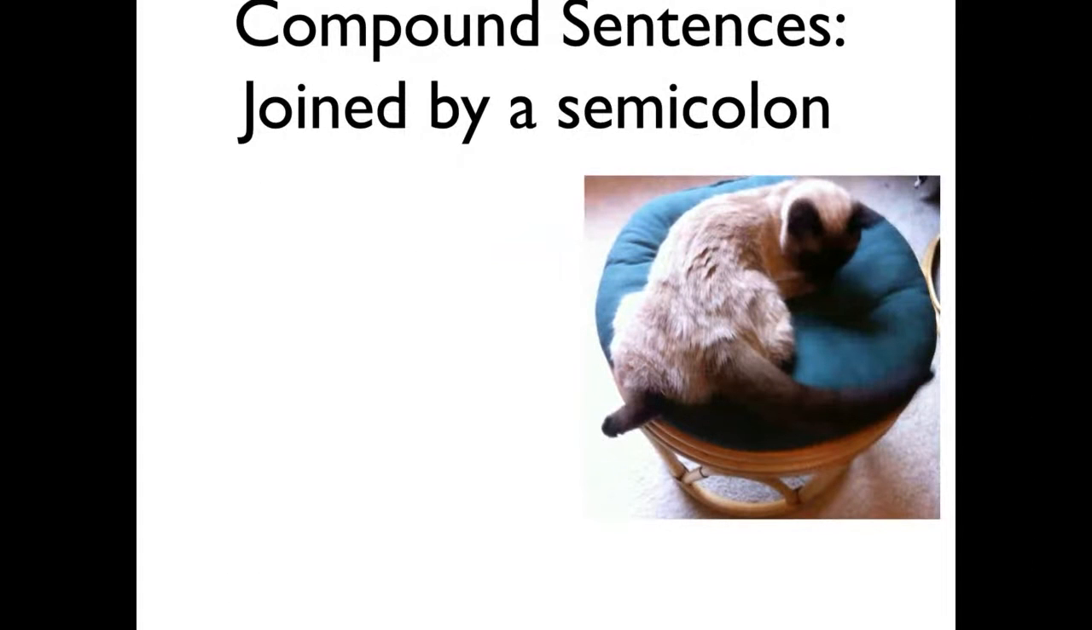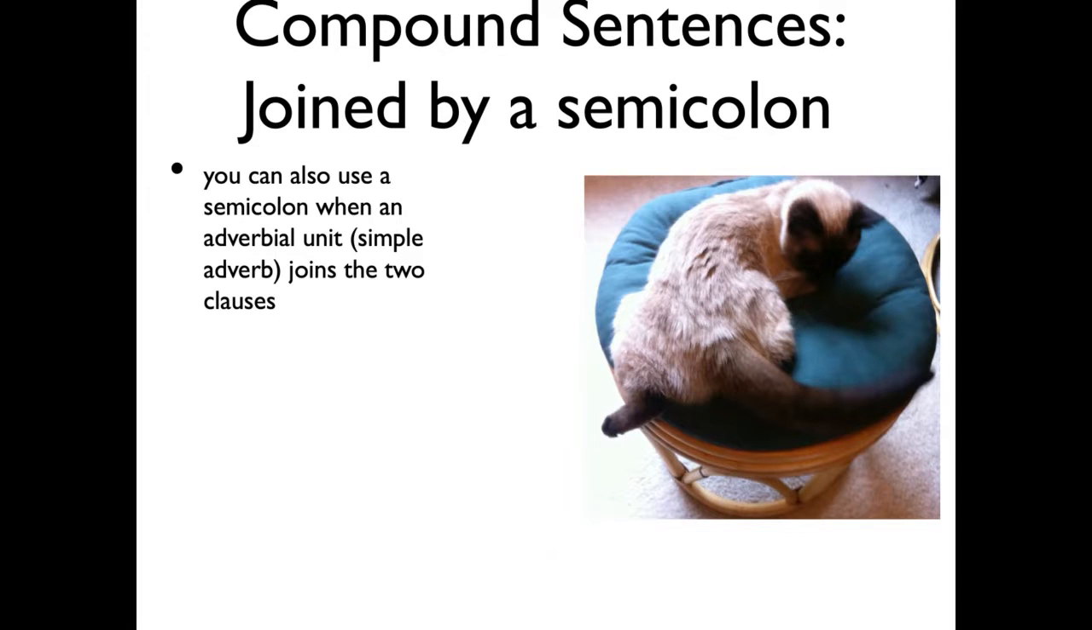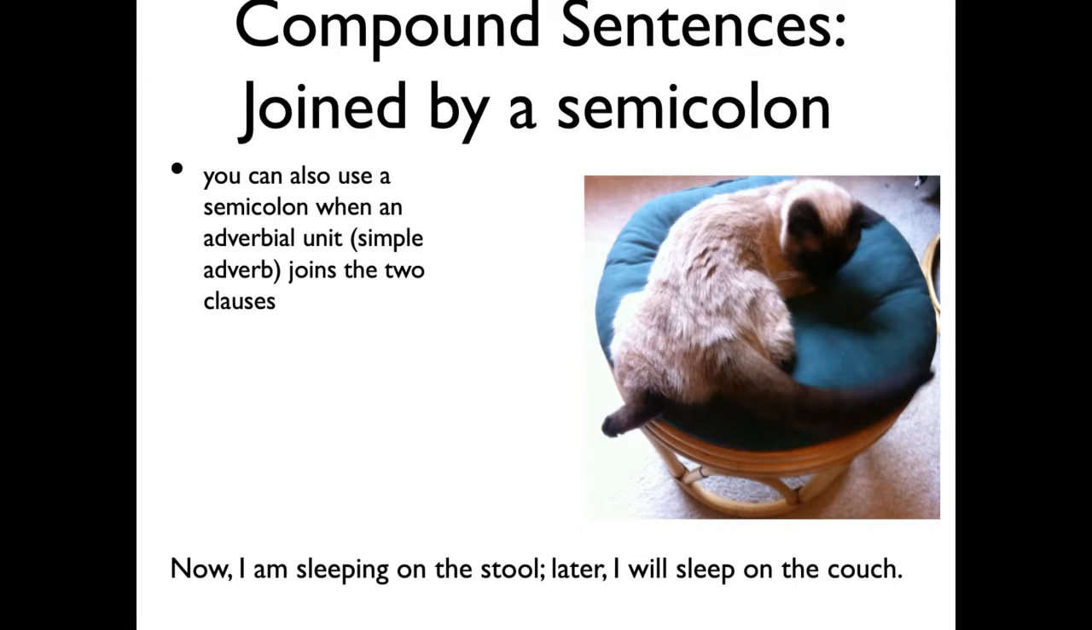Here is another example. You can also use a semicolon when an adverbial unit, there's that scary phrase, so very basically a simple adverb, joins the two clauses. Again, don't worry too much about that, but here's the example. Now, I'm sleeping on the stool. Later, I will sleep on the couch. That is called an adverbial unit. Now, you have an independent clause on the left. Now I am sleeping on the stool. You have an independent clause on the right. Later, I will sleep on the couch. You squished them together. There is no fanboy, so you use a semicolon.